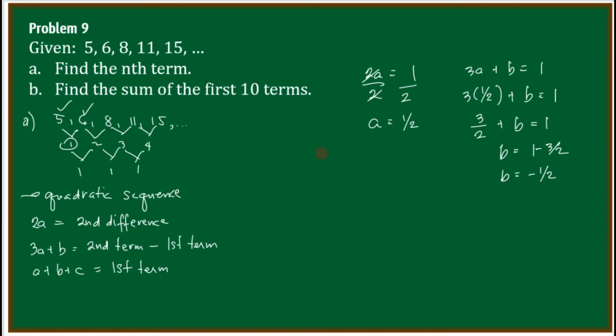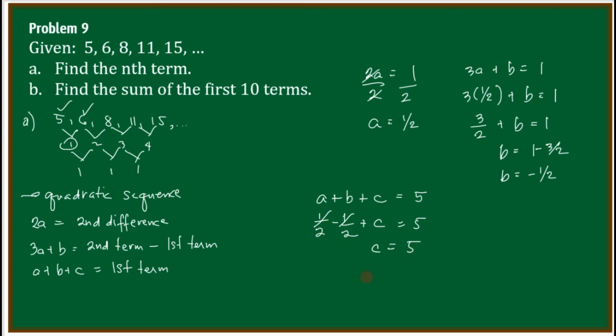Okay? Then, solve for c by using this a plus b plus c equals yung first term, which is 5. Substitute the value of a and b. So, we have 1 half. B is negative 1 half. So, 1 half minus 1 half plus c equals 5. So, this will be cancelled. 0 ang value niya. Therefore, the value of c is 5.